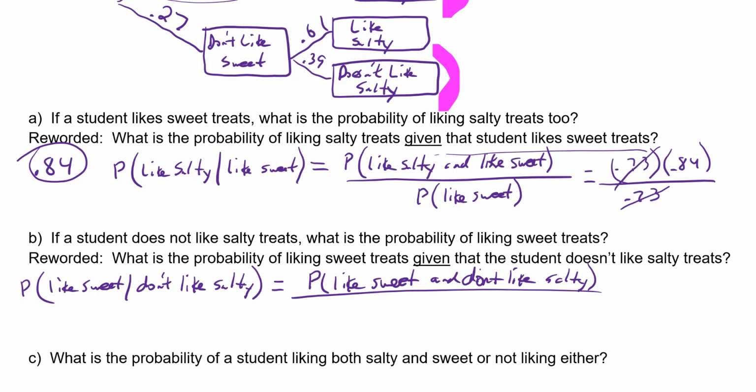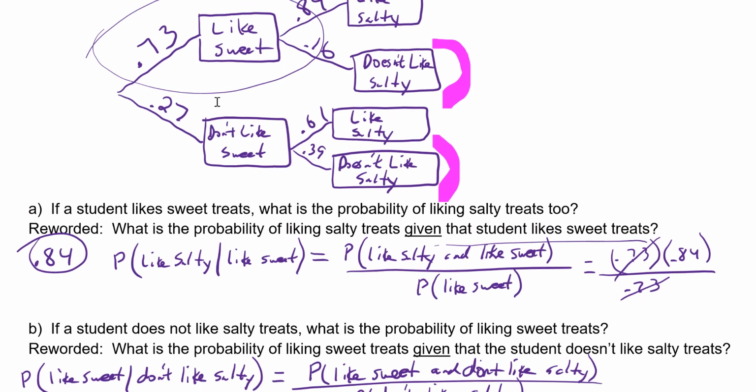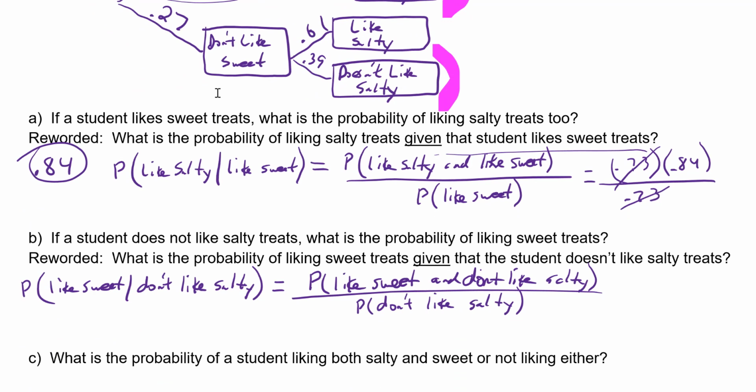Well, here, let me write this first. So probability of don't like salty. Okay, so the top one's easy. Like sweet and don't like salty. So let's look at the chart here. Like sweet and don't like salty. So you guys see it's 0.73 times 0.16.